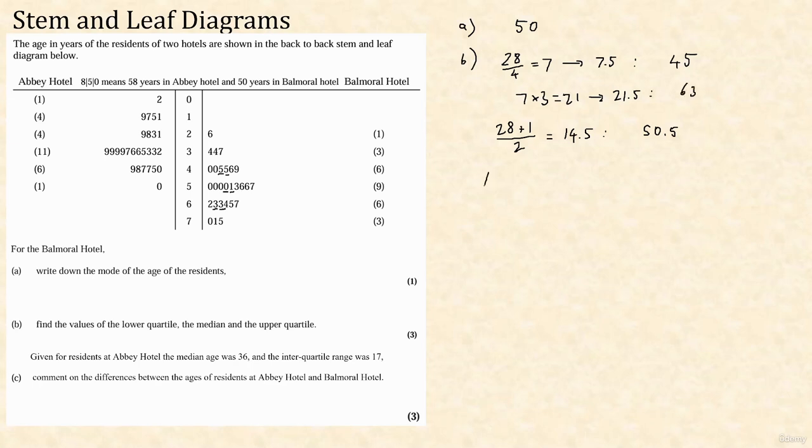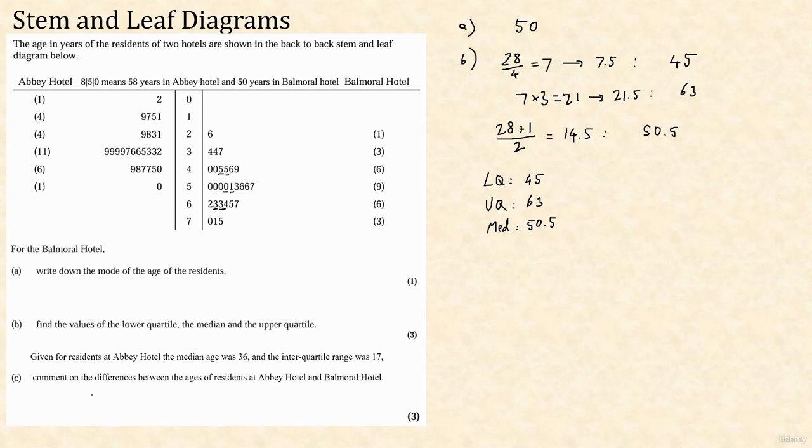Let's just list those out neatly. We've got a lower quartile of 45, an upper quartile of 63, and a median of 50.5. And we're done. Onwards, so given that residence at Abbey Hotel, the median age was 36 and the interquartile range was 17, comment on the differences between the ages of residents at Abbey and Balmoral Hotel.